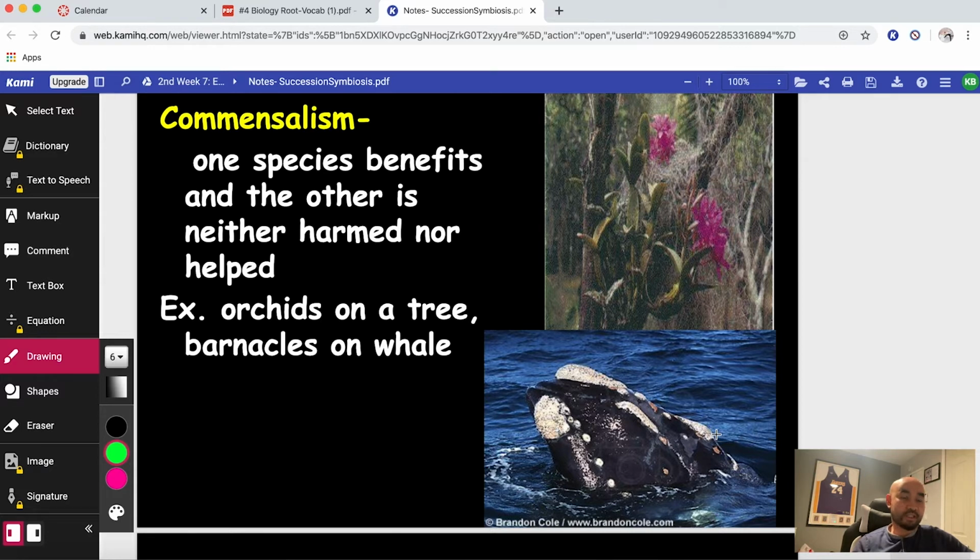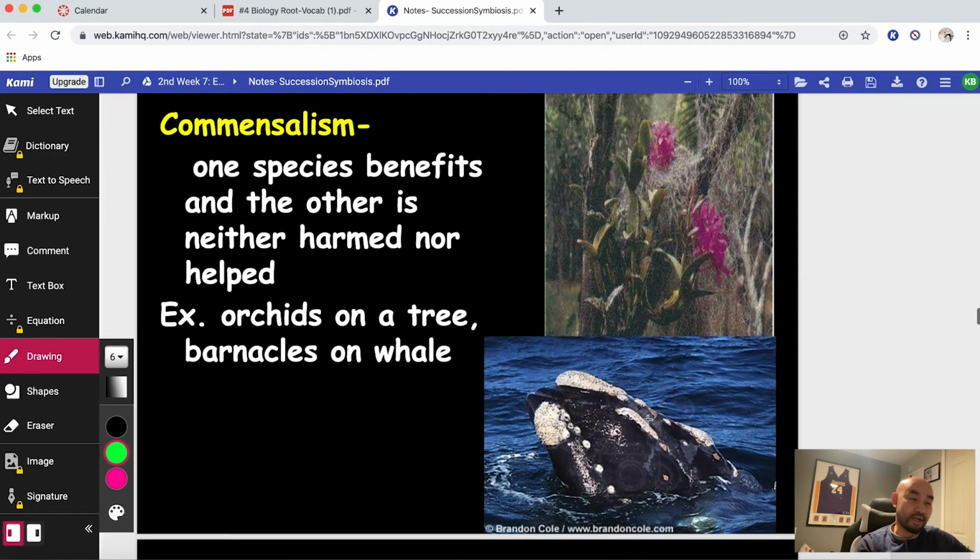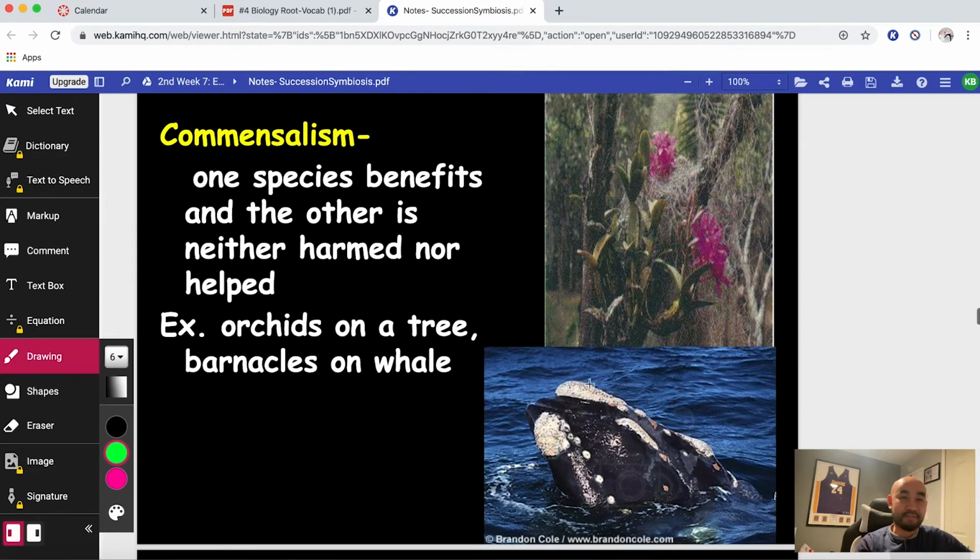But does the whale care? Does the whale get anything from the barnacle? No, right? The whale doesn't care. If the barnacle wants to hang on, go ahead. The whale doesn't benefit, the barnacle benefits. And this is what we call commensalism, a symbiotic relationship, right?